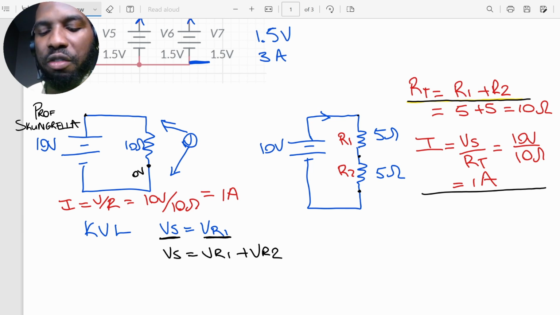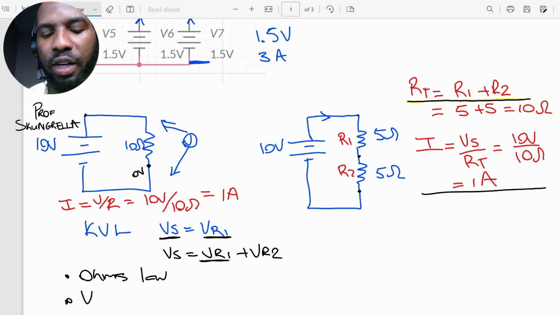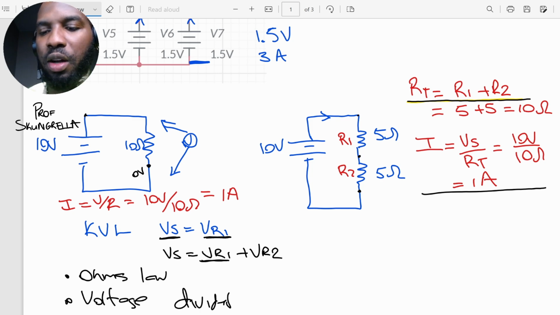So there are 2 ways we can find VR. How can we find VR? The first way is to use Ohm's law. And the second way to find the voltage drop is to use the voltage divider equation. All right, so let's find VR1 using Ohm's law.